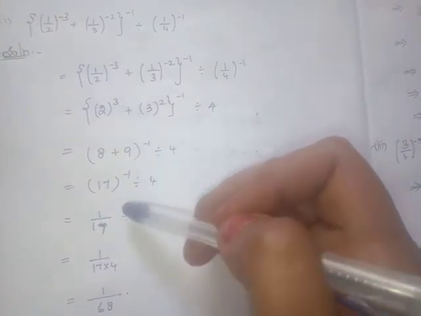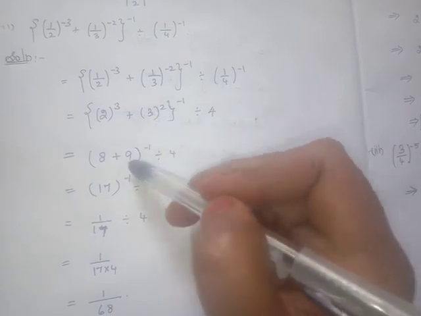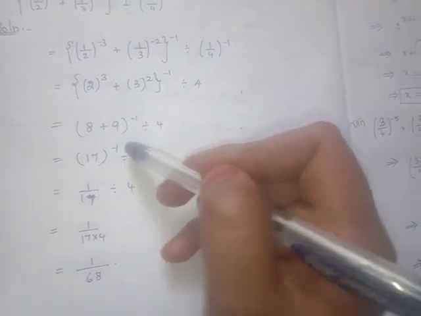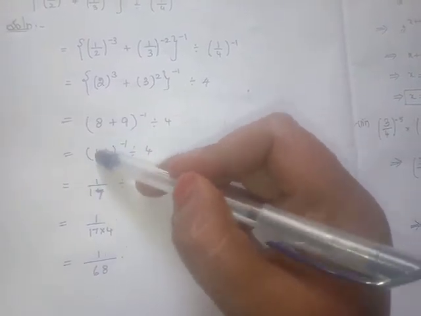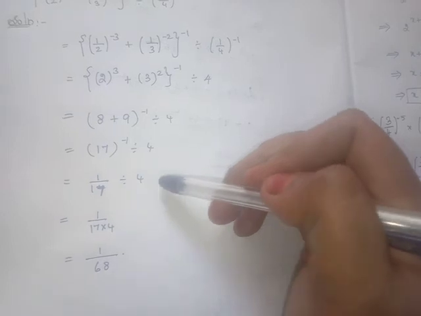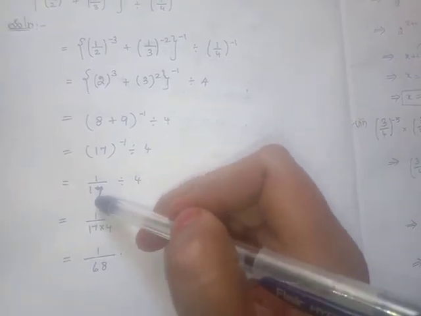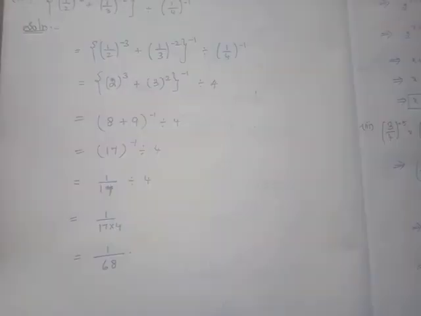So 2 cube means it is 8, 3 square means 9, so whole power minus 1, 8 plus 9 we get 17, 17 power minus 1, divided by 4. So its power minus 1 means reciprocal change: 1 by 17 divided by 4. Divide by 4, it is already in the denominator, 17 into 4 you get 68. So the answer is 1 by 68.